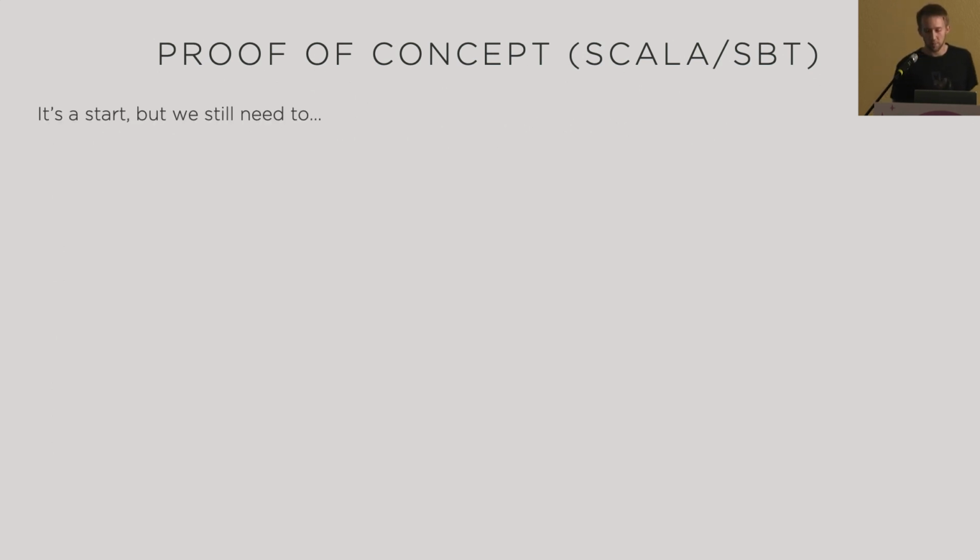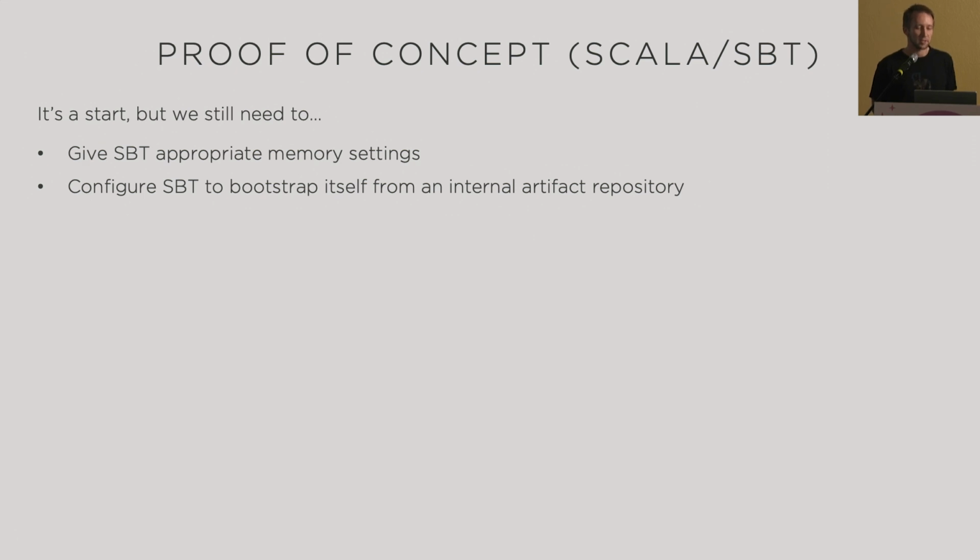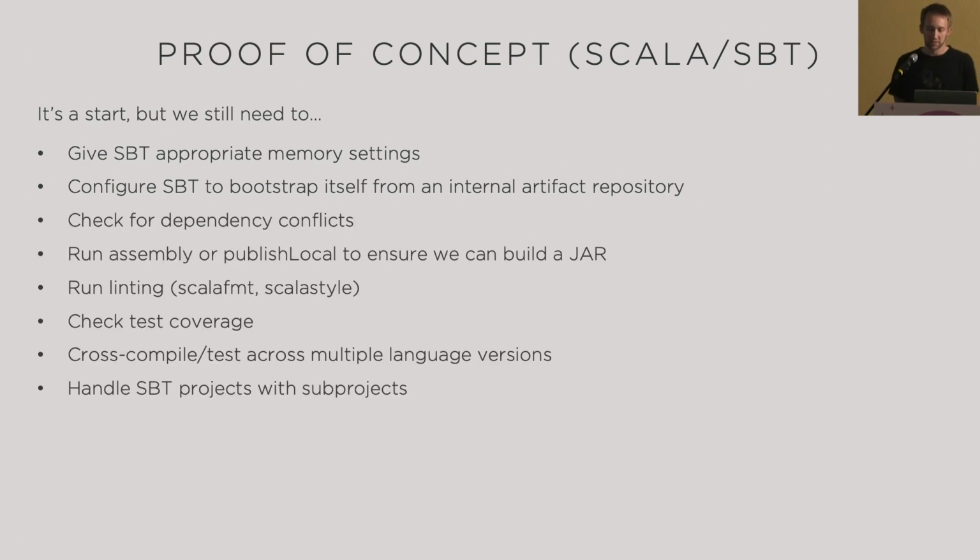So that was a good start, and it showed that GitHub Actions can work, but we're still missing a few details. For example, we need to give SBT some appropriate memory settings. We need to configure SBT to bootstrap itself and its dependencies from an internal artifact repo. And then we need to do at least 6 other things. And by the time we do all of this, we end up with a ton of YAML.